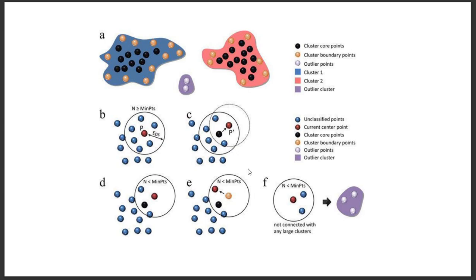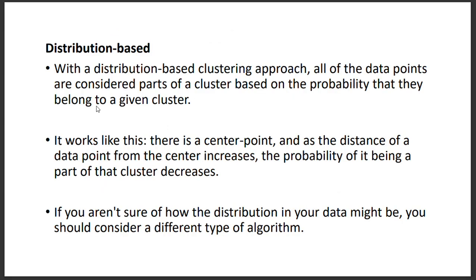Distribution based clustering. With the distribution based clustering approach, all points are considered part of a cluster based on the probability that they belong to the given cluster. It works like this: there is a center point, and as the distance of the data point from the center increases, the probability of being part of that cluster decreases.